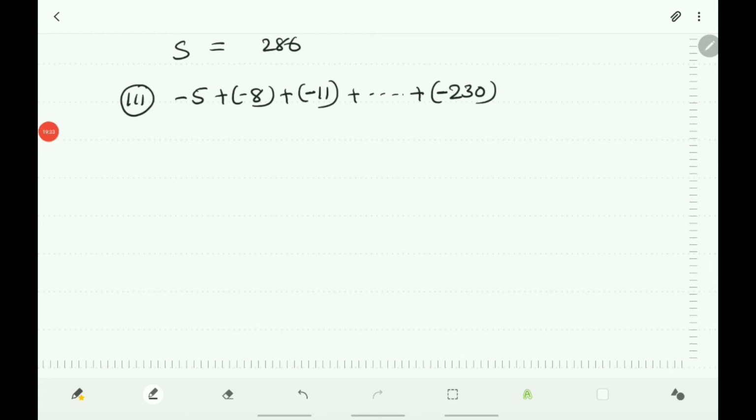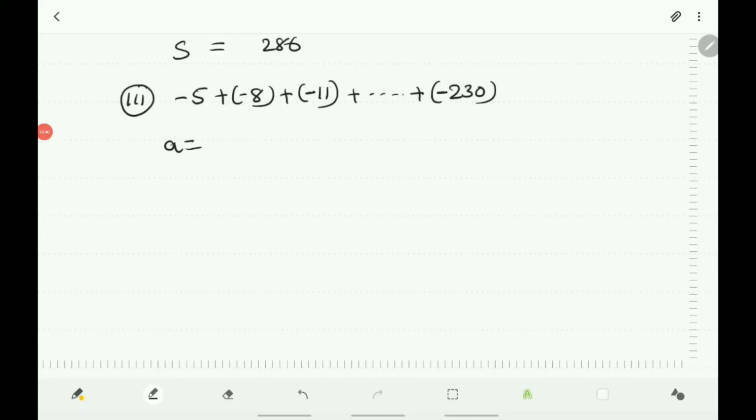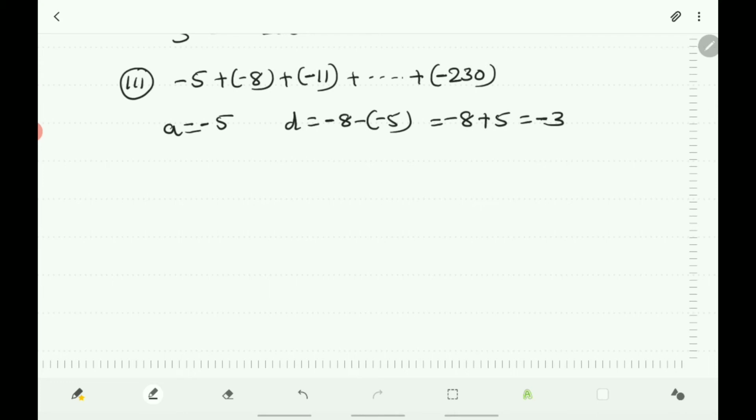Take the third question. Here A is equal to minus 5 and D is equal to A2 minus A1, that is minus 8 minus minus 5, that is minus 8 plus 5. 8 minus 5 is 3, that is minus 3. And here L is equal to AN is equal to minus 230. So you get N and also S.